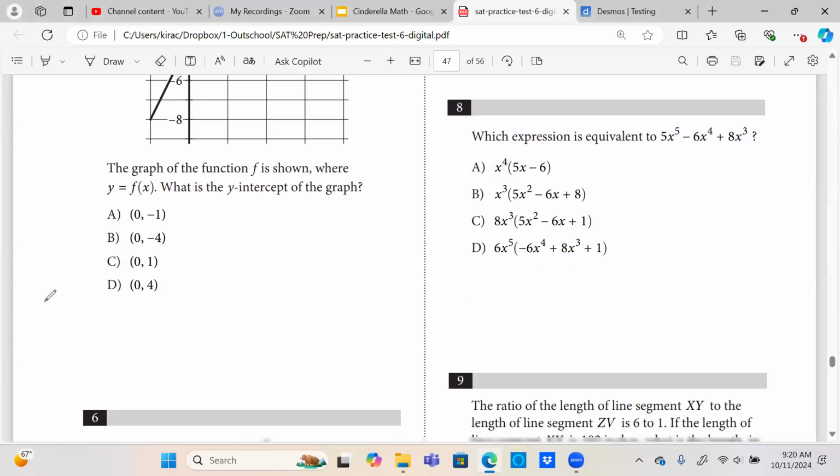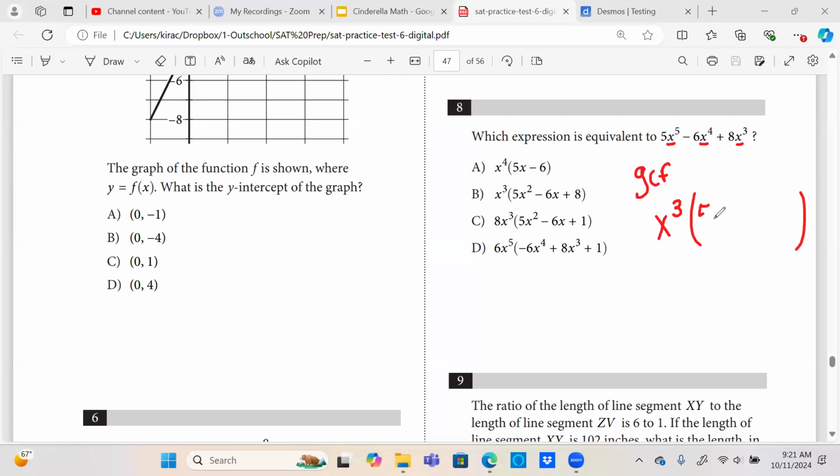Which expression is equivalent to 5x to the 5th minus 6x to the 4th plus 8x cubed? So it looks like we're going to be factoring. Definitely looks like we have a greatest common factor. Just looking at the x's, we have 5, 4, 3. So in common, they all have at least 3. So we're going to pull out that greatest common factor of x cubed.